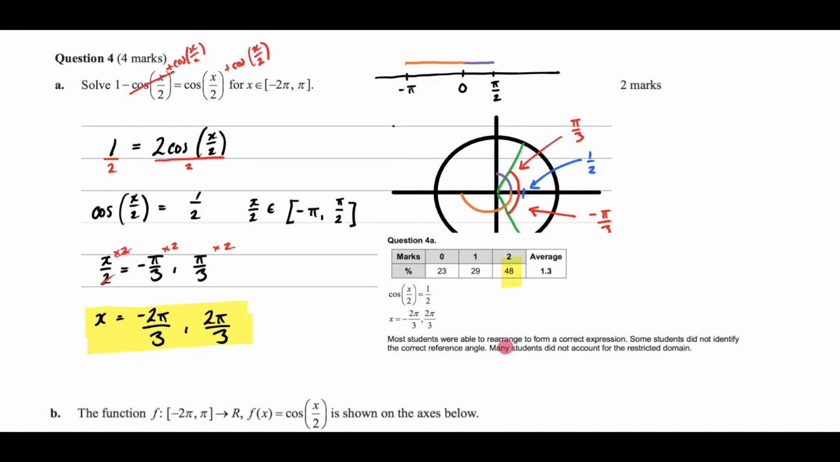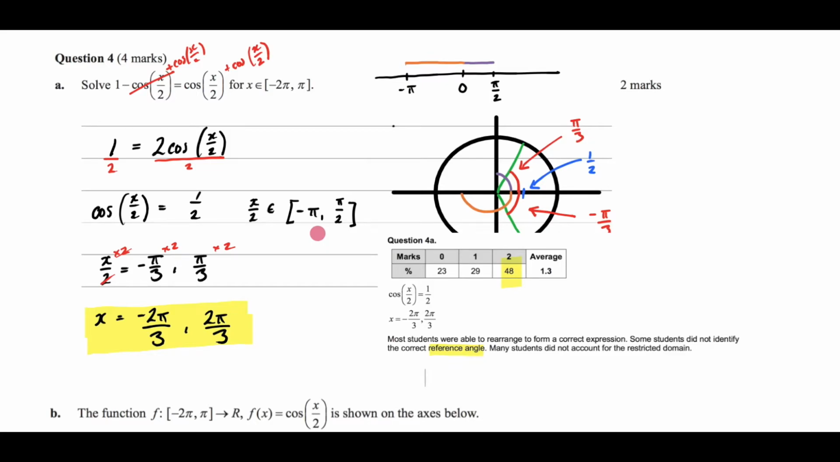Most students were able to rearrange to form the correct expression. So what that means is getting to this stage right here, realizing that you had to plus the cos and then divide the 2 and such. Some students did not identify the correct reference angle, and I think that's where many people, if you're watching this, may struggle. I immediately knew that cos of a half is going to be pi on 3. That's just something that I believe you just need to memorize. Many students did not account for the restricted domain, so also considering the working domain is really important as well.